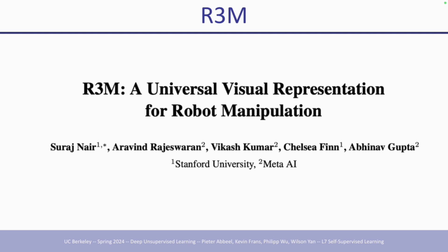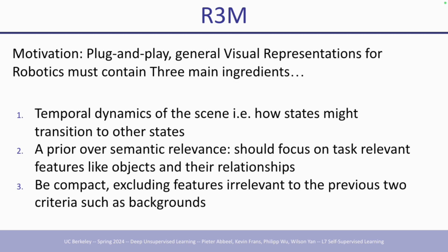And so maybe if we think about the data and the pre-training, we can get a better representation for the types of robotics tasks we care about. So what are the types of things that we might care about? One is the temporal dynamics of the scene. Hopefully our representation should be somehow knowledgeable about how states transition to other states. Another important feature might be to pay attention to things that are semantically relevant to various tasks that we might care about, such as objects and their relationships to each other. And another one is just to be compact.